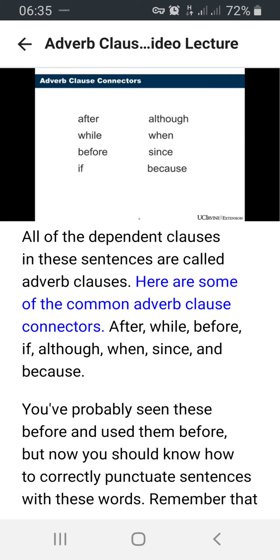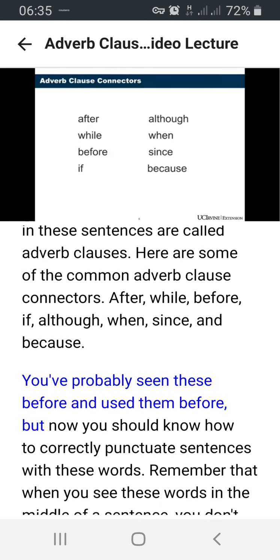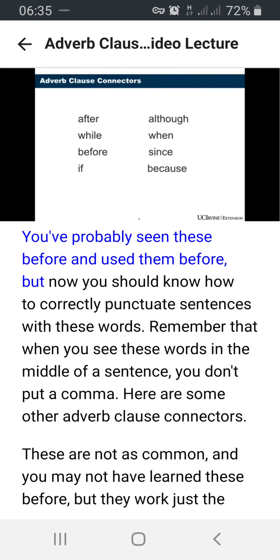Here are some of the common adverb clause connectors: after, while, before, if, although, when, since, and because. You've probably seen these before and used them before, but now you should know how to correctly punctuate sentences with these words. Remember that when you see these words in the middle of a sentence, you don't put a comma.